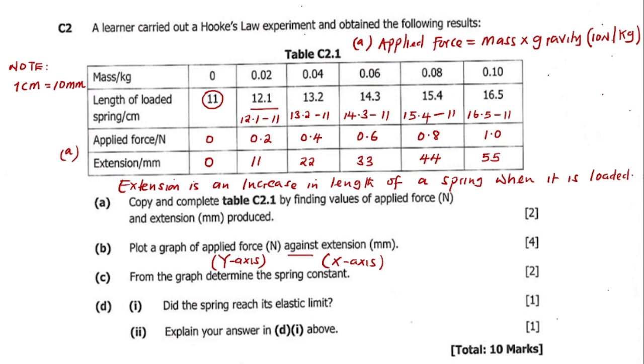So in this case, we're going to have applied force against extension. Then also we need to come up with a scale, because in physics they don't give us a scale. It is up to us to come up with a scale that's favorable, and also seeing to it that at least our graph occupies more than half of the graph paper. Apart from that, we're supposed to know what each small box is representing, both on the x-axis and also on the y-axis.